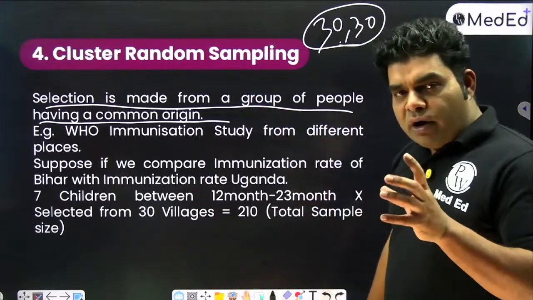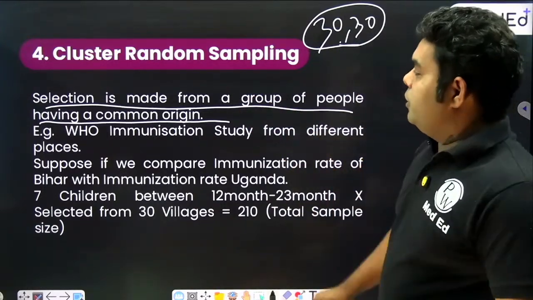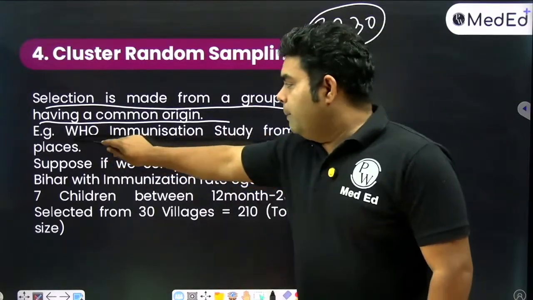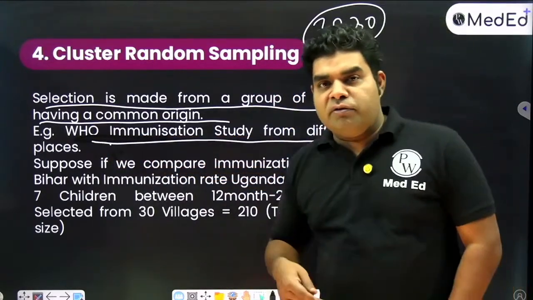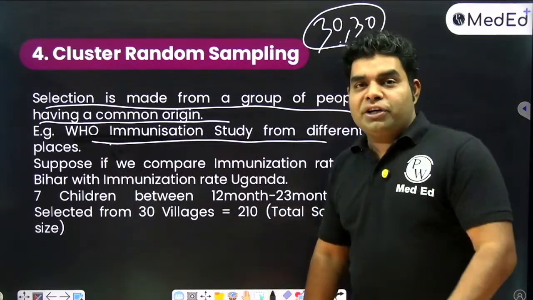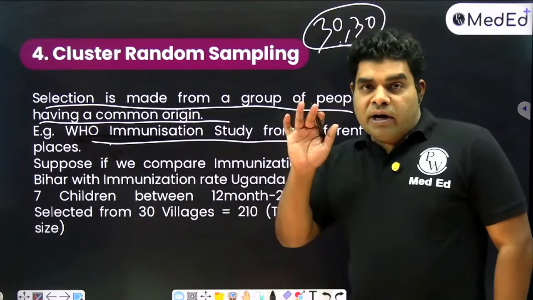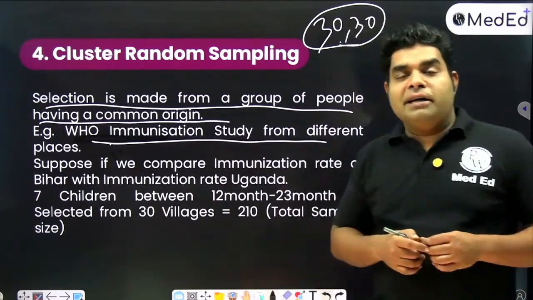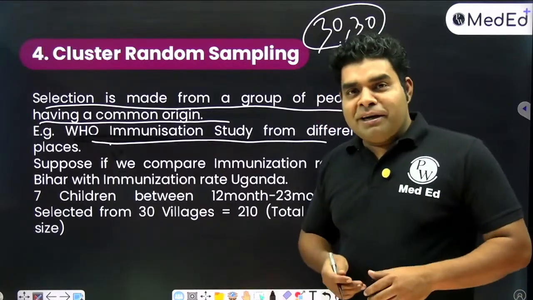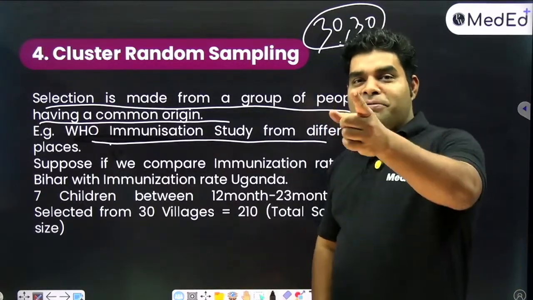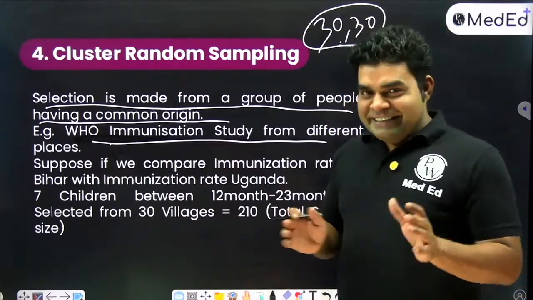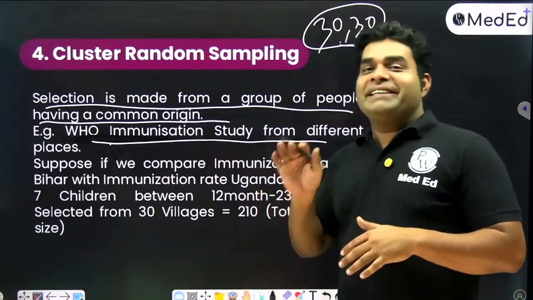And one very good example is the WHO immunization study, which is done on vaccination. This is the way WHO tries to know the percentage of immunization in different states. For example, if I ask you, in which state is immunization lower, in Bihar or in Uganda? I don't know why, but every time I ask this question, people point a finger towards me and say Uganda. So suppose you don't know who is less immunized, Bihar or Uganda.